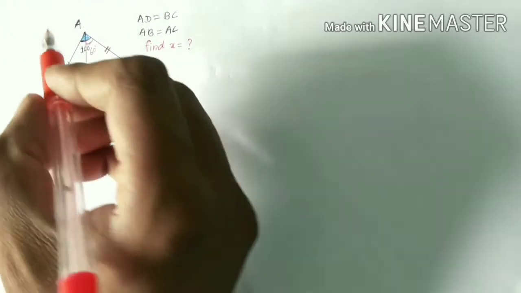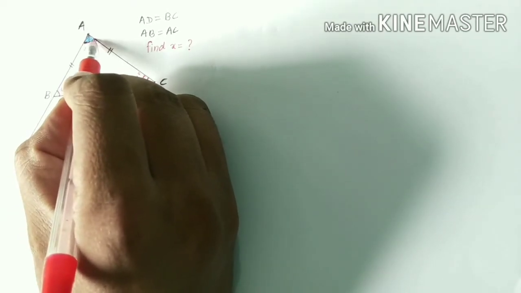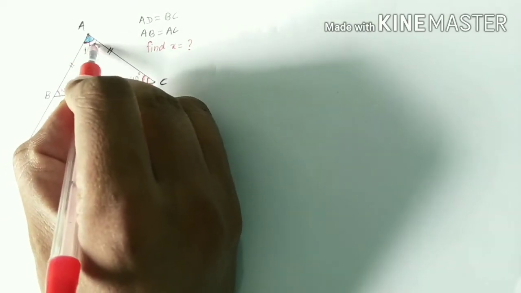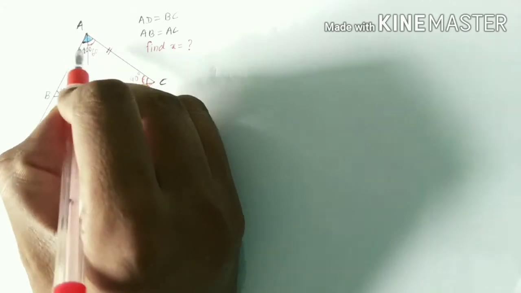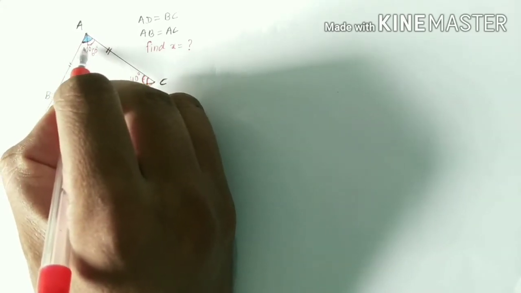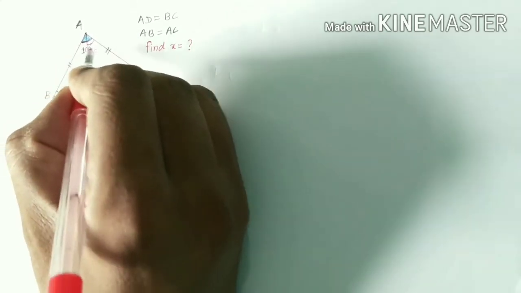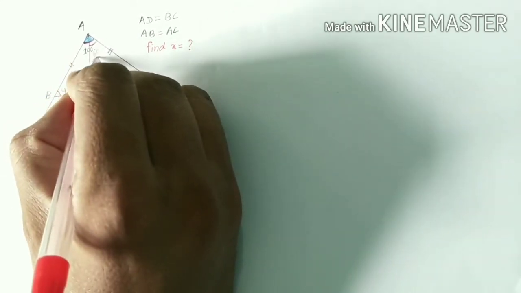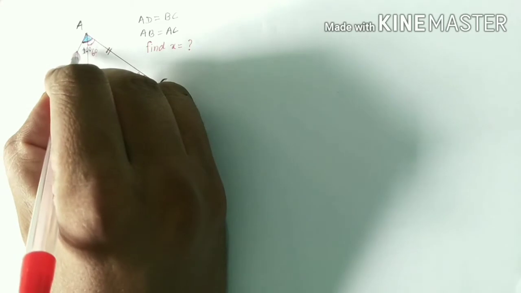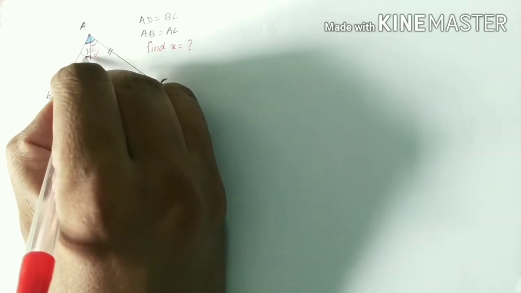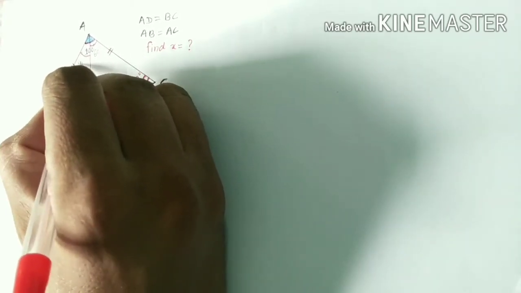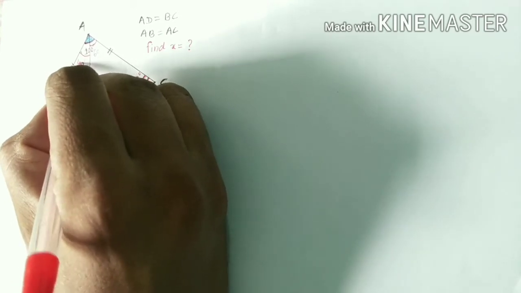Now this whole angle was 100 degrees, and this angle is 60 degrees. So the remaining angle will be 40 degrees. So these angles will be 40 degrees.